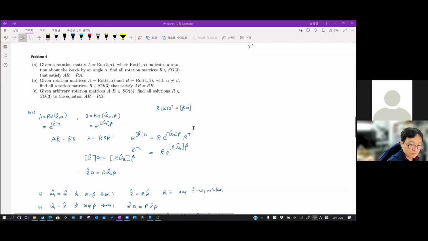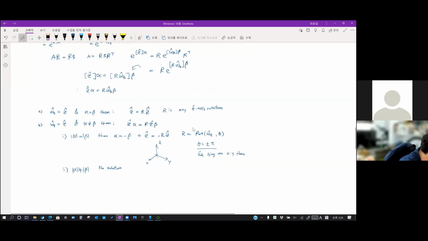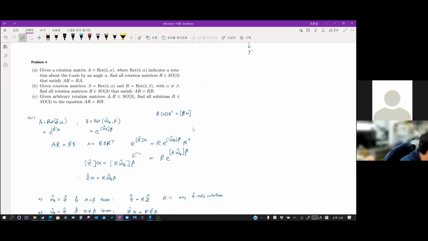Okay. Number 4, problem number 4. Let us think about this one. Given A matrix is rotating about z-axis and the angle is alpha. And find all rotation matrix R that satisfy AR equal RA.